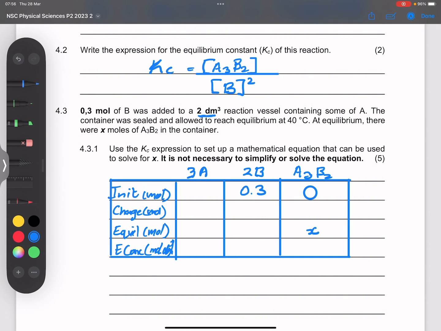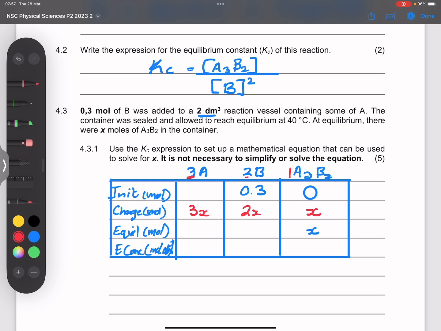Now, I want you to note, if I started with nothing and at the end I end up with X, how much did I produce? I must have produced an X amount, right? So in this case, I'm going to use my ratio. For every one, there's two of those. So for every X, there'll be 2X. Okay, so for every one, there'll be 3 of that. So this will be 3X. Okay, so I'm not too worried about A because remember, that's a solid. So at the end of the day, we don't quantify it in terms of concentration, right?